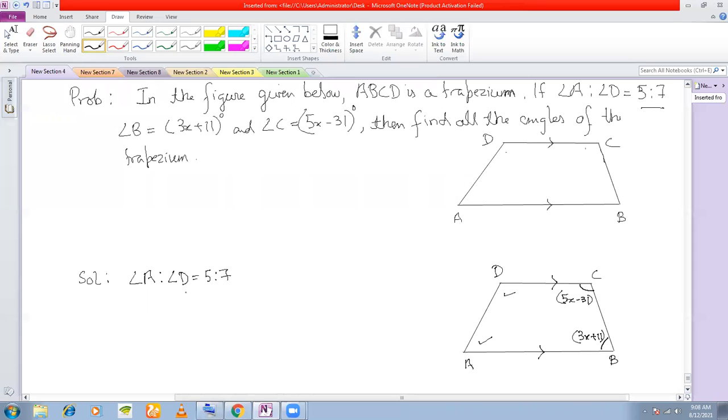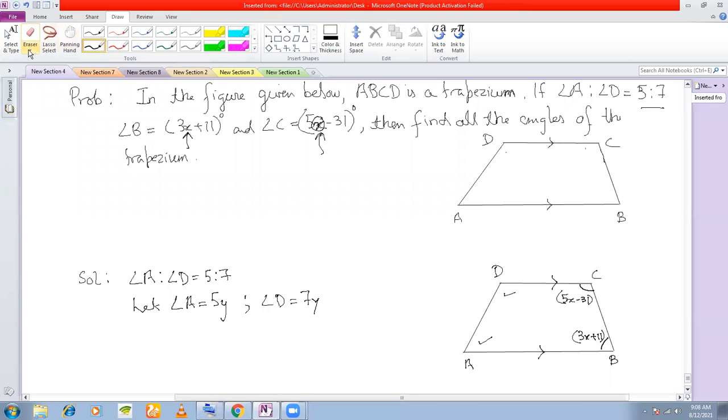Now if the ratios are given to you, then what can you take the angles to be? I can say let angle A is equal to, now see, because x is already here, let's take some other variable, y. I can take angle A as 5y and I can take angle D as 7y. Why did I take y? Because I see already there is an x here, right? So that is why I have to take some other variable.